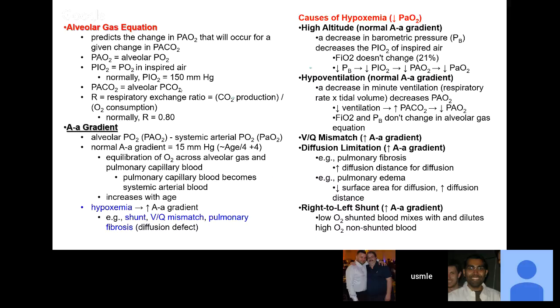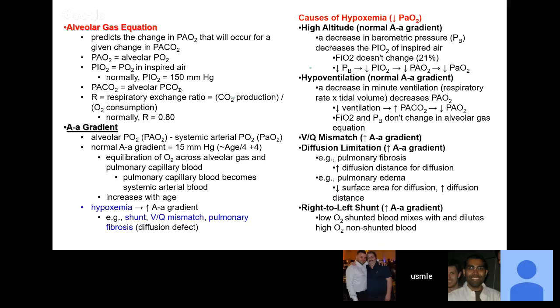And remember that with this type of changes, you always add 4 because it increases with age. The older you get, the more the systemic arterial is going to increase, because your metabolism is higher and the size of the body is much higher, so you need to have this equilibrium. So what happens when you have hypoxemia?